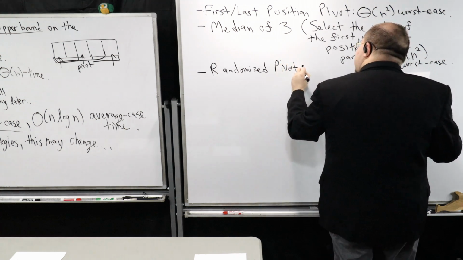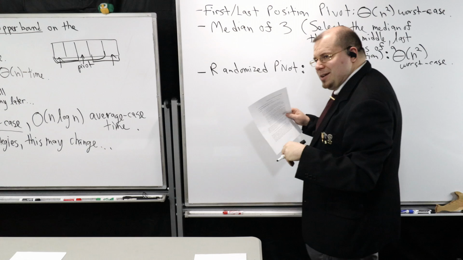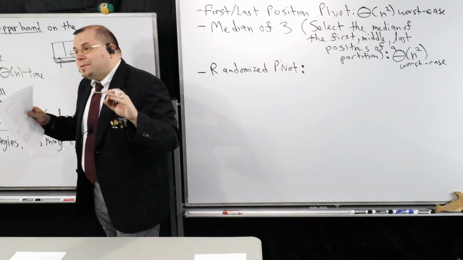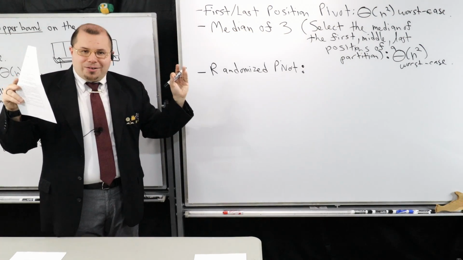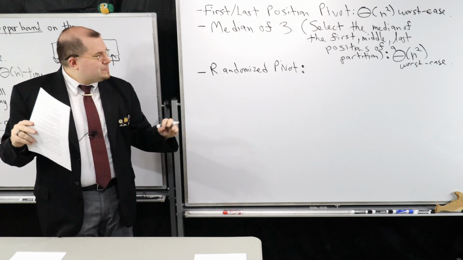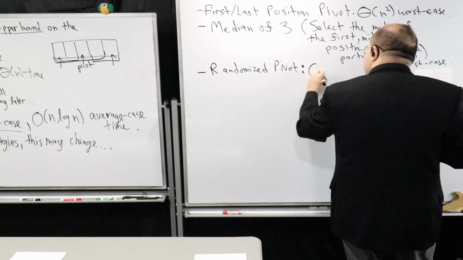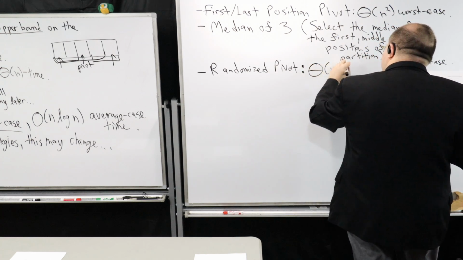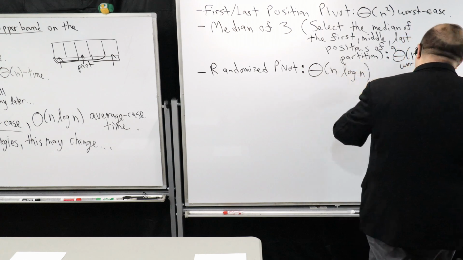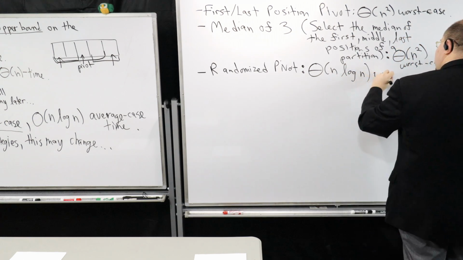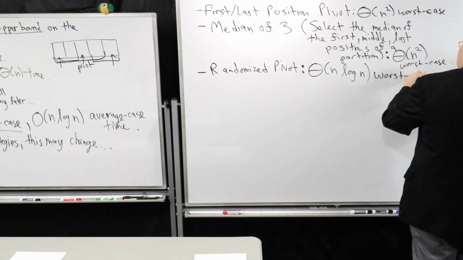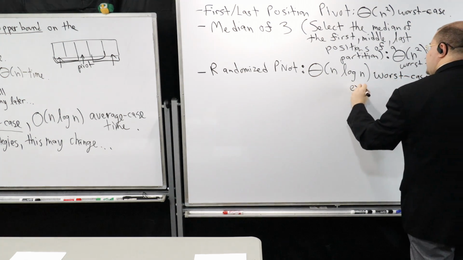Now, here's the interesting thing about selecting the randomized pivot. It doesn't quite give you the guarantees that we're hoping for, but it gives us big theta, n log n, worst case expected time.